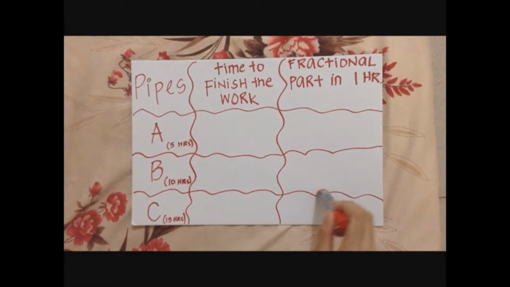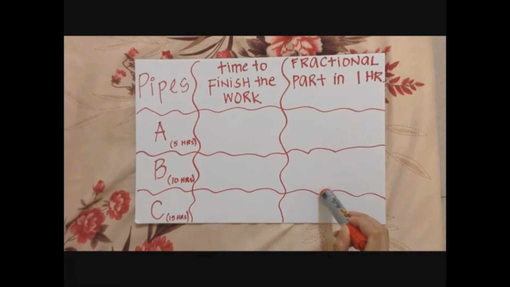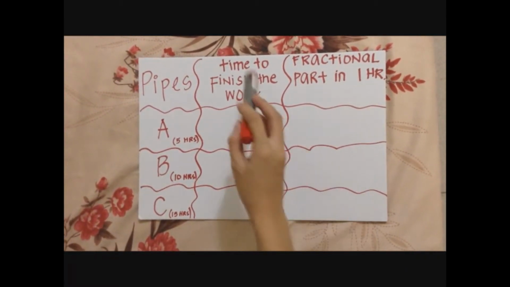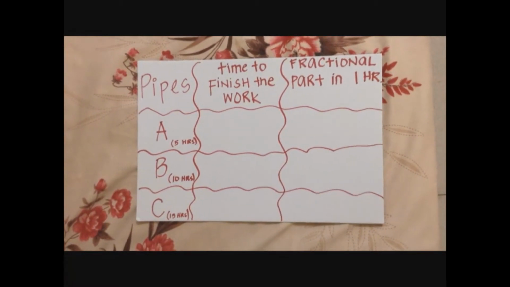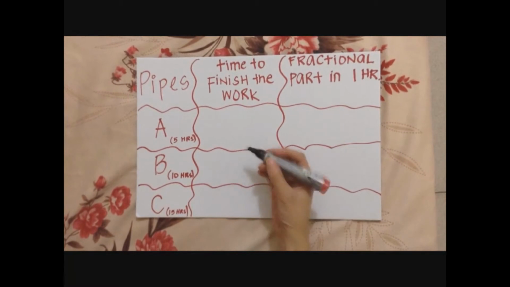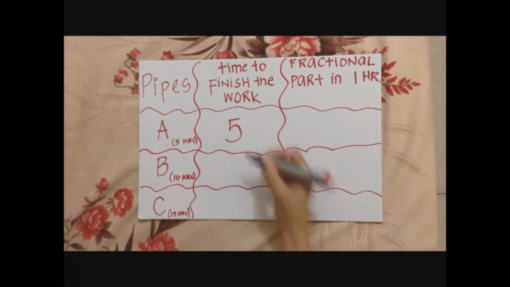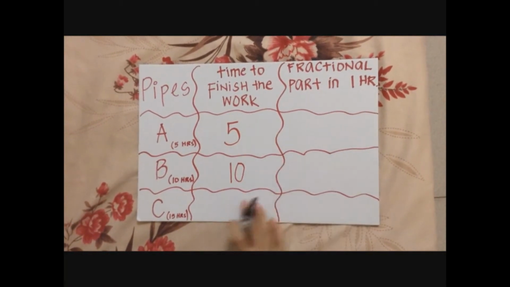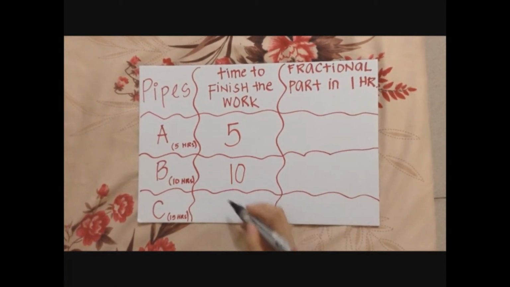So here, I constructed a table showing the data content from our main problem. So let's complete the table for time to finish the work. In here, Pipe A can finish the work or fill the pool within 5 hours. Pipe B can fill the pool within 10 hours. While Pipe C can drain the pool within 15 hours.